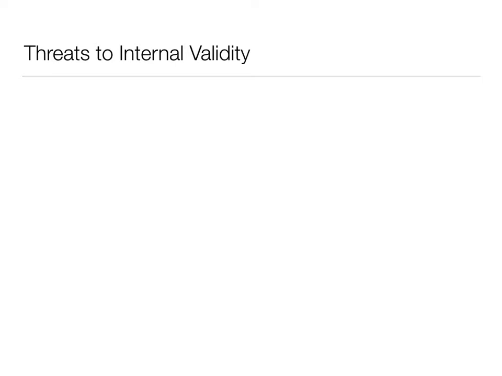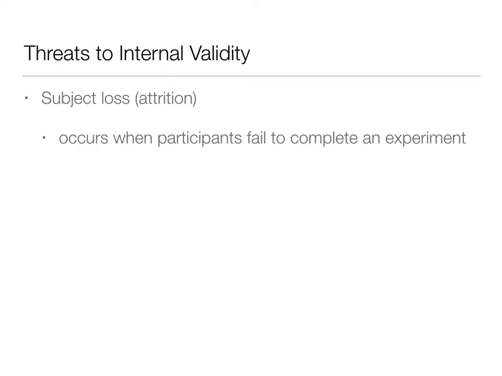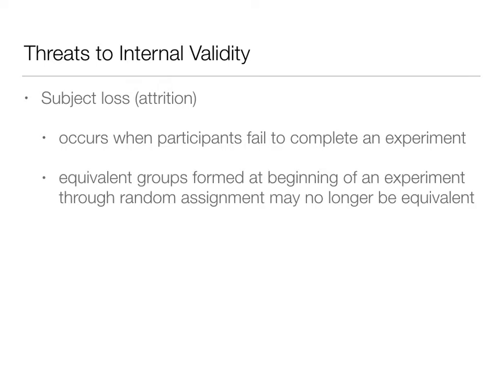Another one we talk about is subject loss. This is also called attrition, and we talked about it a little bit already, but this occurs when participants fail to complete an experiment. Now, the problem is we start out with equivalent groups, right? We did our random assignment. We made sure everything was really equitable. And so we have these equal groups. We have a really representative group at our pretest, but people drop out over the course of the study.